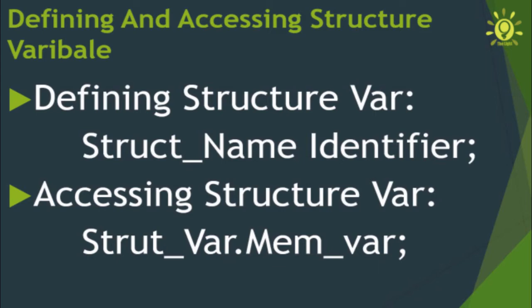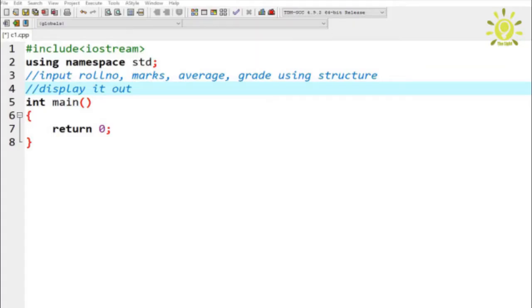So first of all, Dev C++. I have already typed the main syntax of the program. In this program, I am going to show you how we can declare a structure, define a structure variable and access members of the structure variable. In this program, we take input of roll number, marks, average, grade using a structure and display it on the screen.